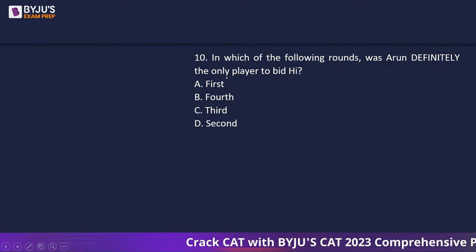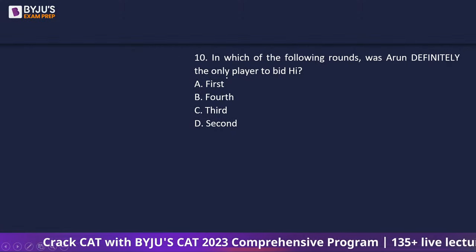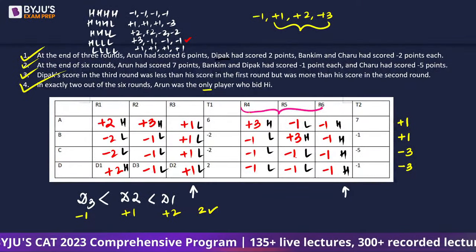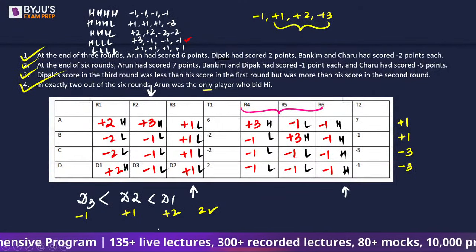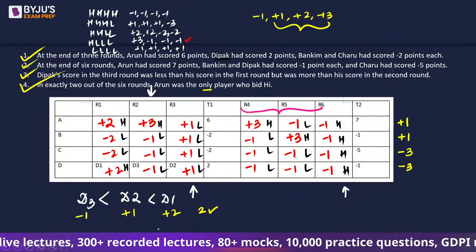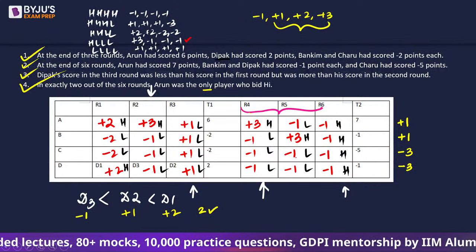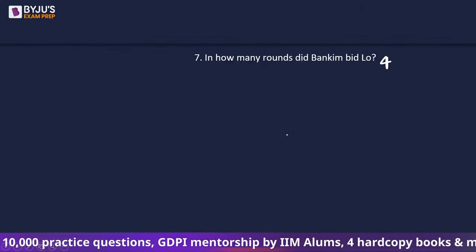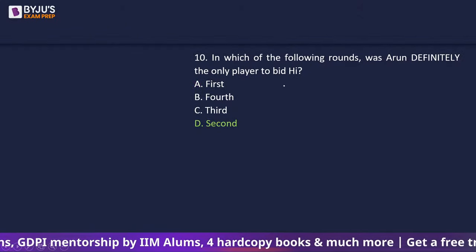Next, in which of the following rounds was Arun definitely the only player to bid high? Definitely. So we know that it was round number 2, where Arun was the only player to bid high. There was one more round which could be 4, 5 or 6, where Arun is again going to bid high, but we don't know specifically which round it is. So it was round 2, right? Answer for 10th, second round.